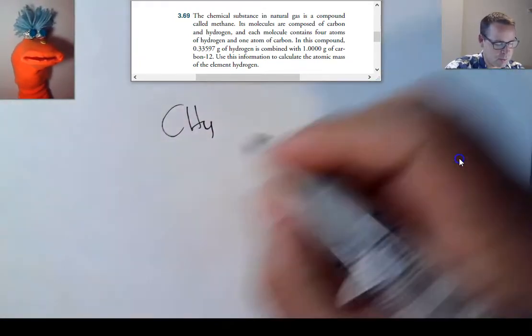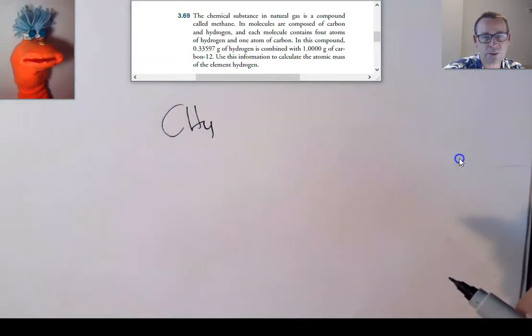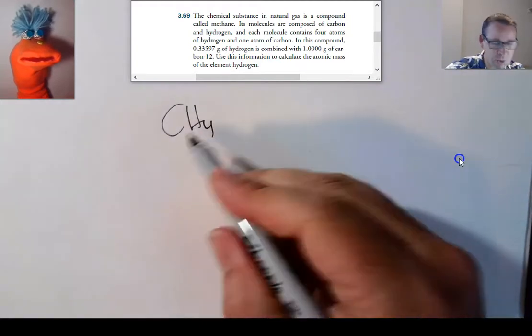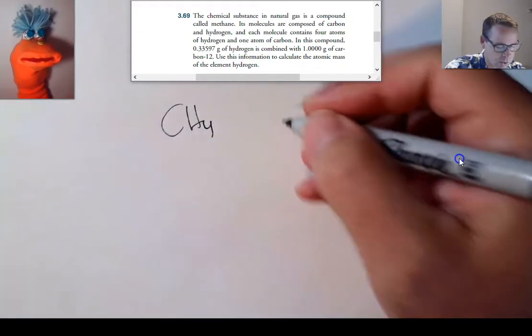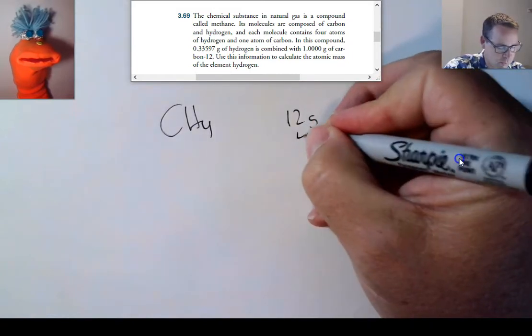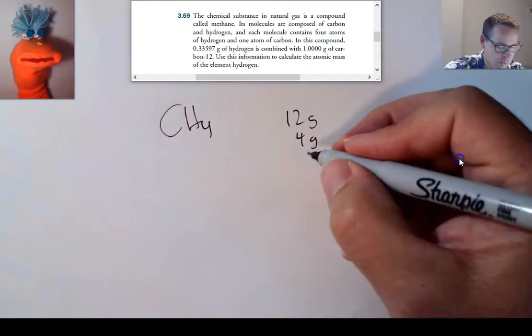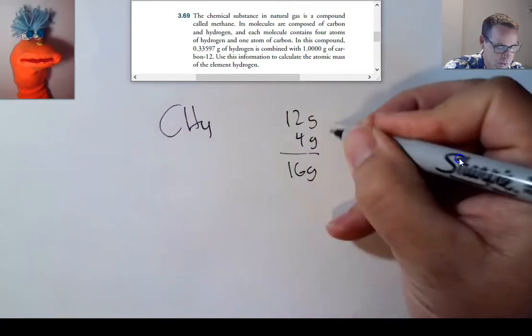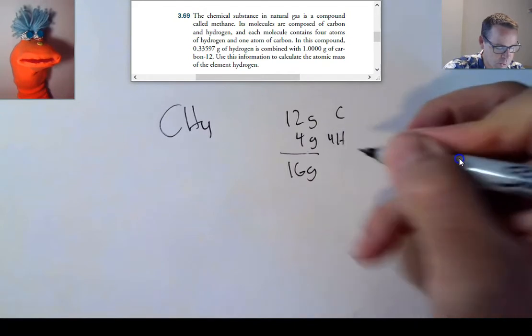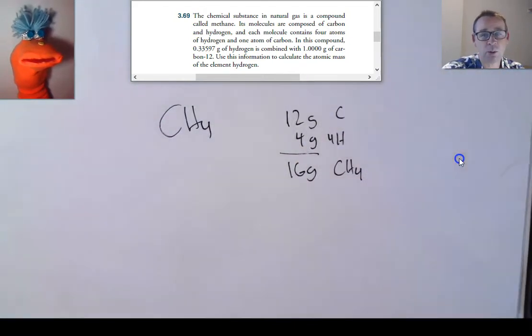Well, if I want 1 mole of CH4, I have to weigh out enough to get 1 mole of carbon and 4 moles of hydrogen. So that would be 12 grams for the carbon and then 4 grams for the hydrogen. So if I weighed out 16 grams, this is for the carbon and that's for the 4 hydrogens. So if I weighed 16 grams of CH4, then I get 1 unit of CH4.